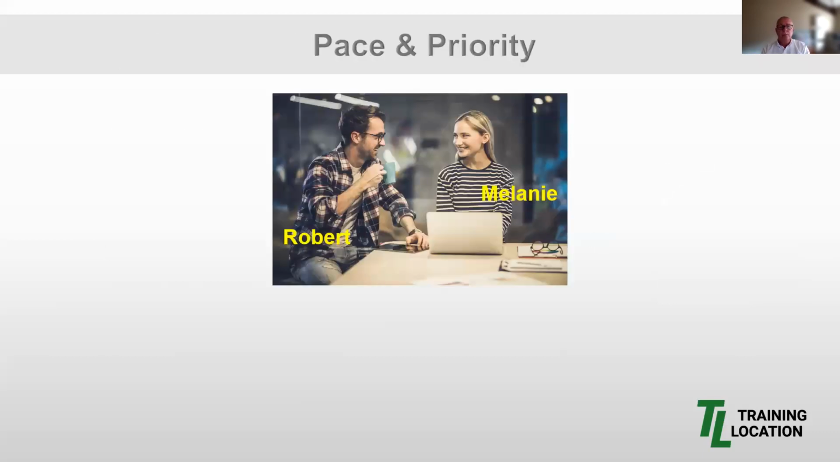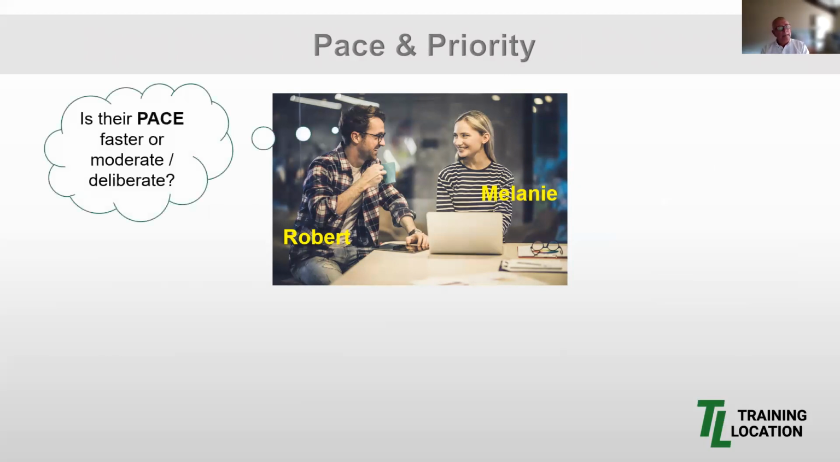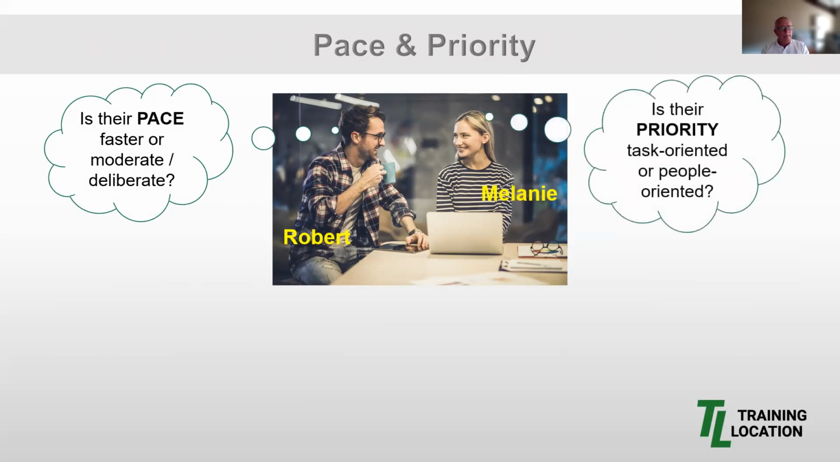Here's a reminder from earlier in this session. I said it's always about pace and priority. I like to circle back to this key central concept as the starting point to understanding one's DiSC style. Is one's pace faster or more moderate and deliberate? Or is one's priority task-oriented or people-oriented?